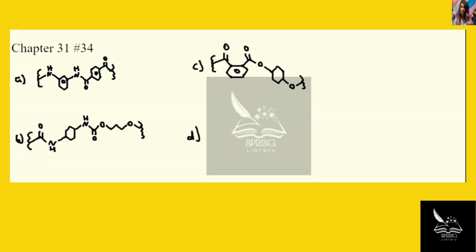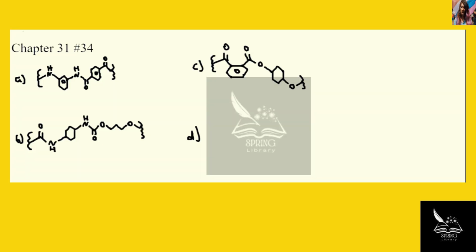And then for D, we have only a single monomer, and one end is an alcohol, and that alcohol is going to act as a nucleophile, and the other end is a carboxylic acid. So we're going to be forming ester linkages. So we'll start here. And so that's one subunit there.